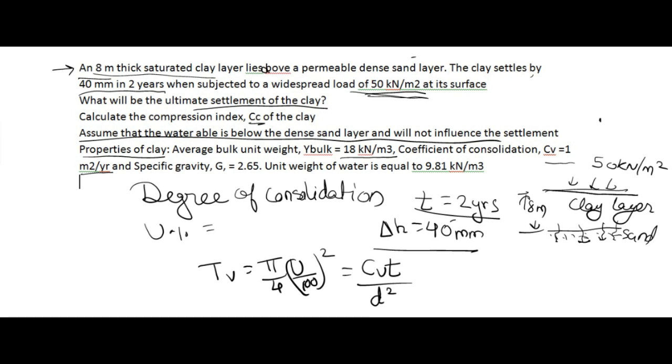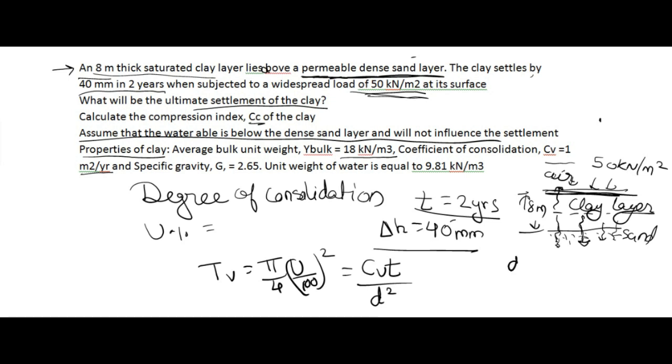Above the clay layer there is nothing, only atmospheric air, and below the clay layer there is permeable sand. The problem defines it as permeable sand. So we can say that the water passes through the clay layer, or percolates, in two ways: in the upward direction from the center and in the downward direction also.